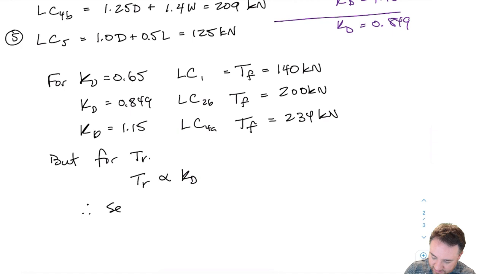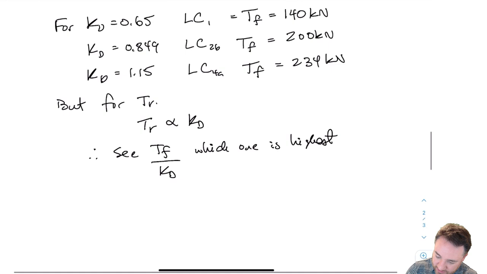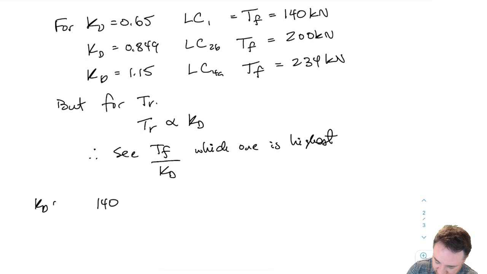CTF divided by KD, and see which one is the highest. So in this case, if I say 140, so this is KD of 0.65, 140 divided by 0.65 equals 215.4 kilonewtons, right?